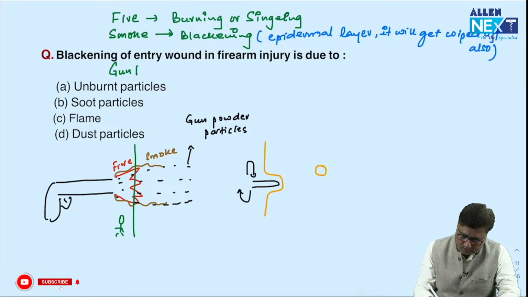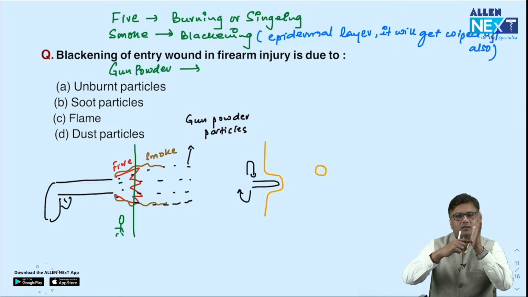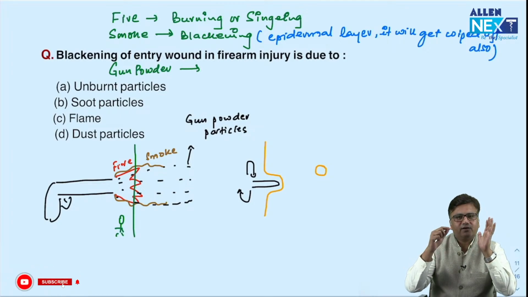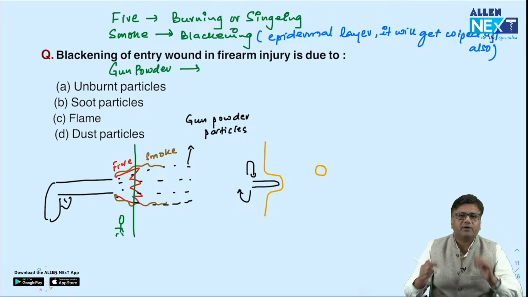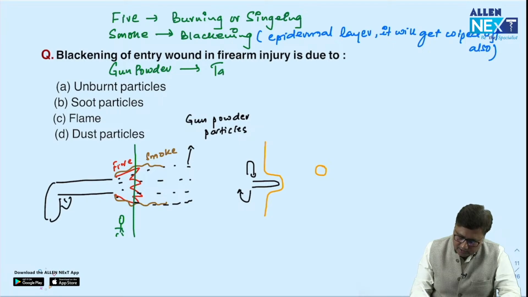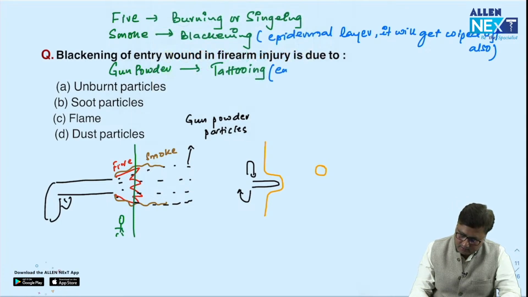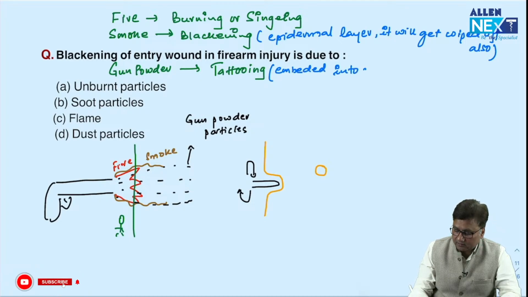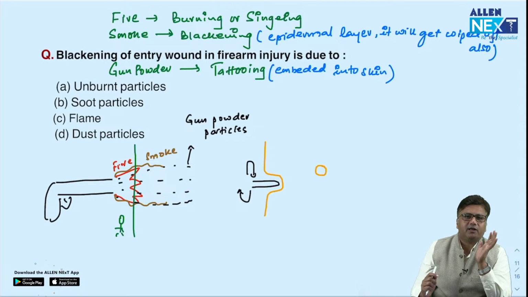How about the gunpowder particles? The gunpowder particles, when they go and hit the skin, they are particulate matter. So they are definitely going to get embedded in the skin, piercing the epidermis. So they produce what is called tattooing. These particulate matters are embedded into skin, which means they are not lying loose on the epidermis.